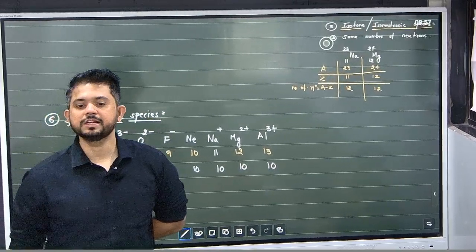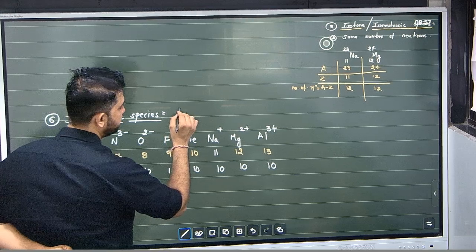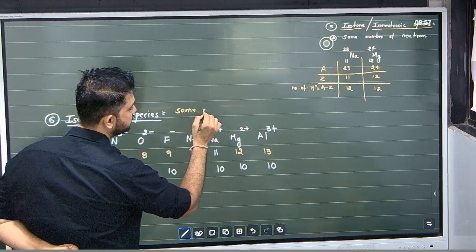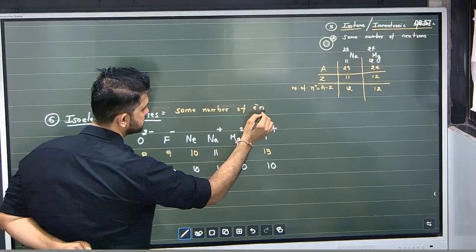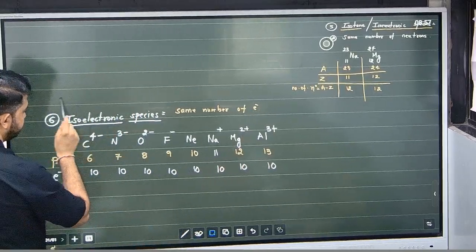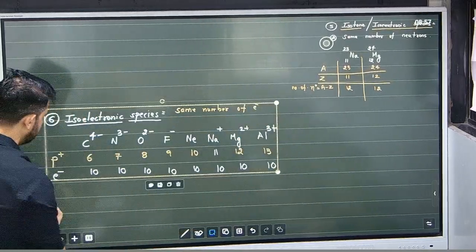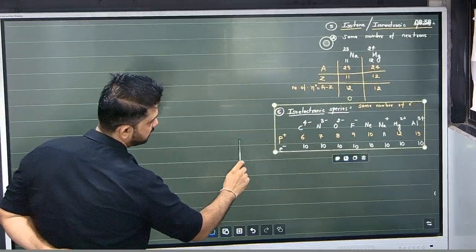So what are isoelectronic species? You tell me. Same number of electrons. That's the next atomic term. Chalo, next.